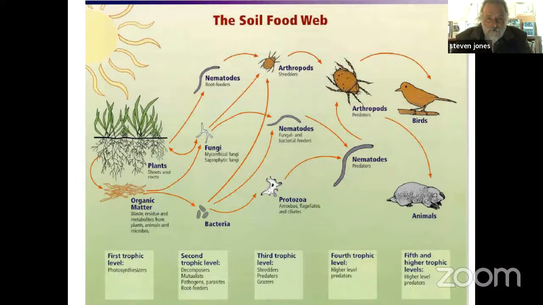We're partnering with the soil food web. If you don't want to buy fertilizer, you don't want to buy pesticides, you don't want to have to buy import water, you have to partner with the soil food web. You have to become part of this soil-based system, okay?